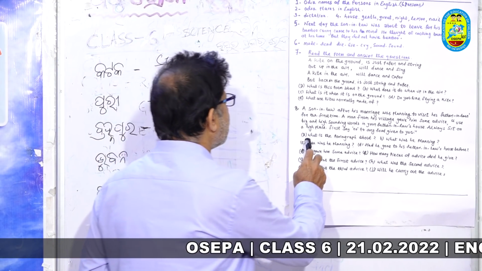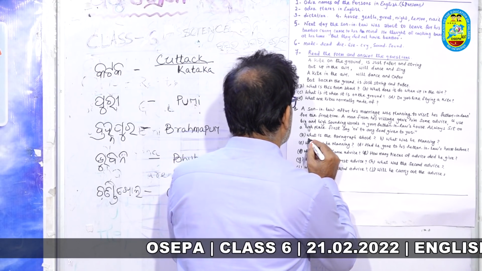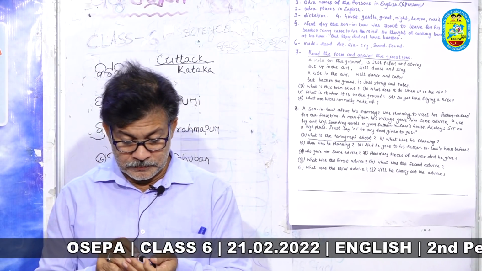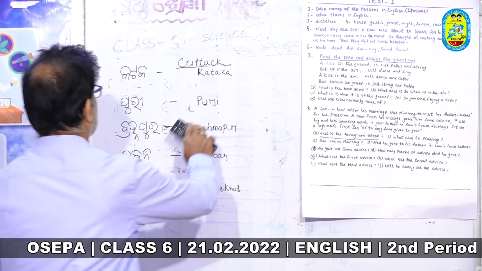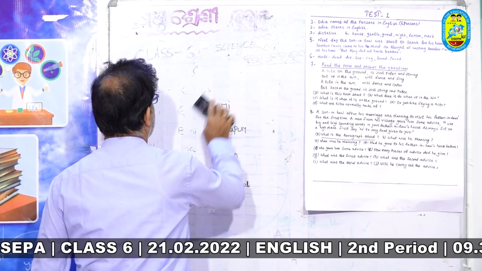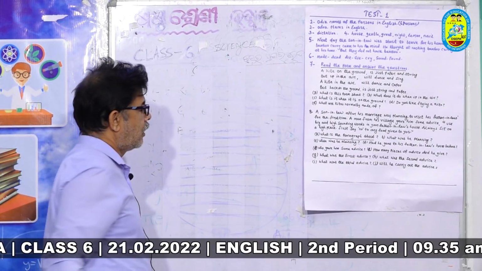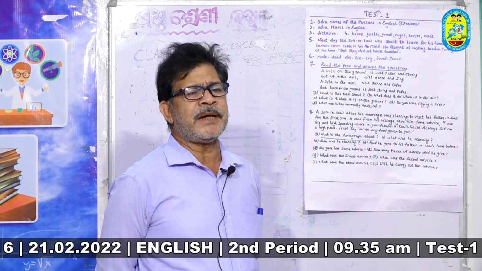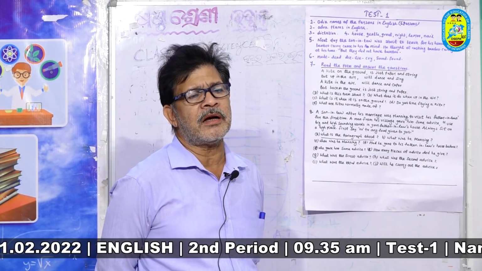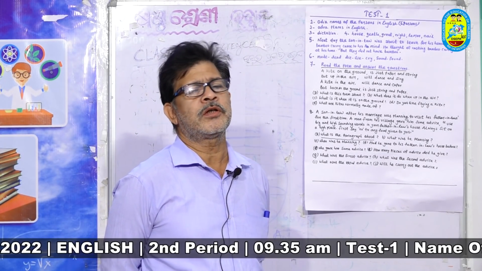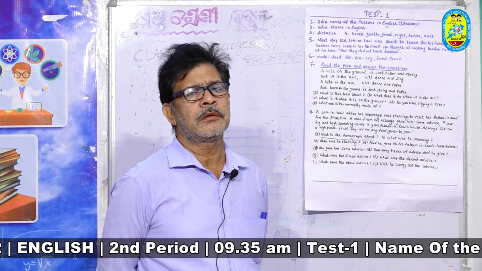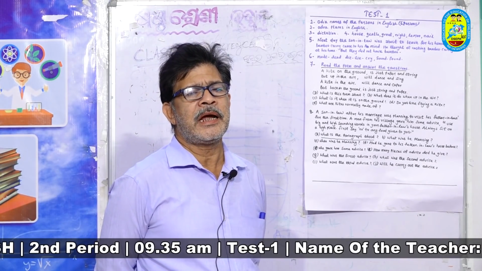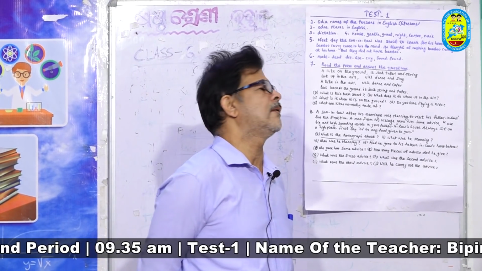So what is the paragraph about? This is a global question. What is the paragraph about? You know, the paragraph is about a son-in-law who pays his visit to his father-in-law's for the first time. So the paragraph is about a son-in-law who visits his in-laws house for the first time.